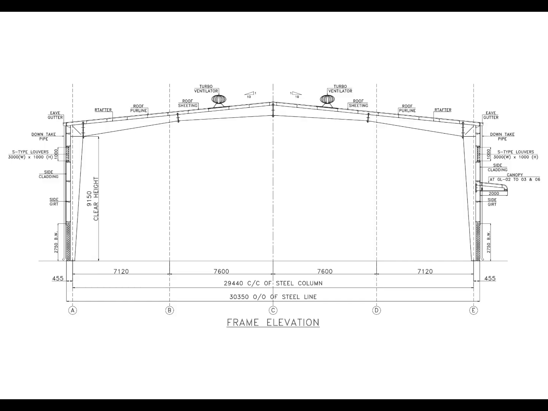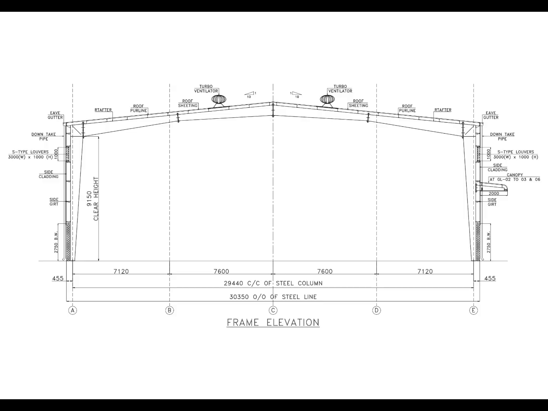The important thing here is the relationship between the members. The main frame carries the primary structural loads, while the secondary wall framing supports the wall system and transfers the relevant forces into the main frame. This is why understanding member hierarchy is so important when reading PEB drawings.